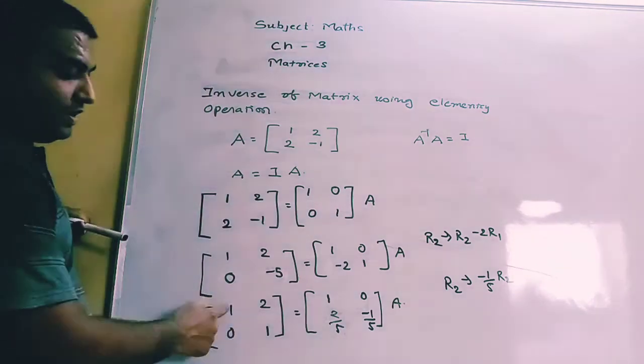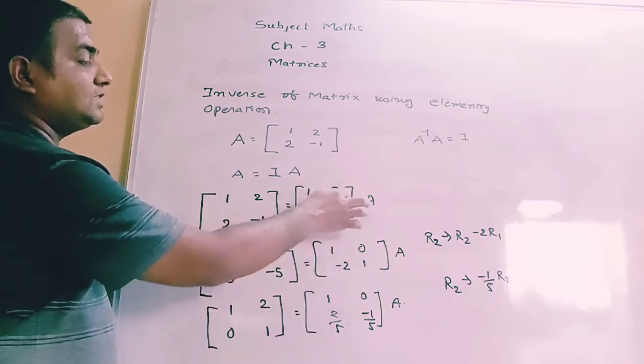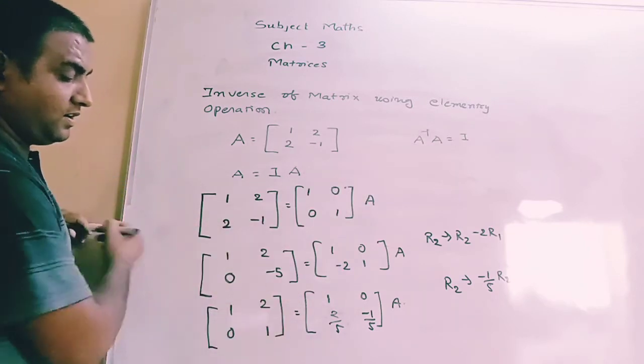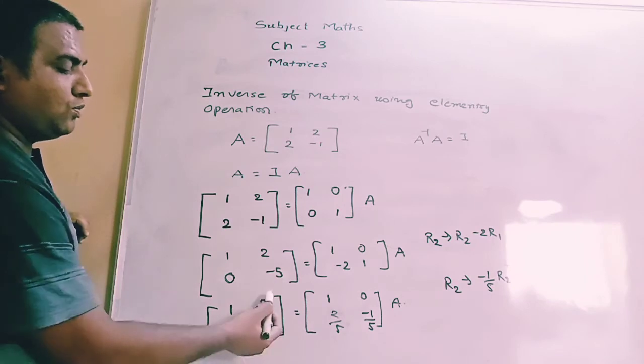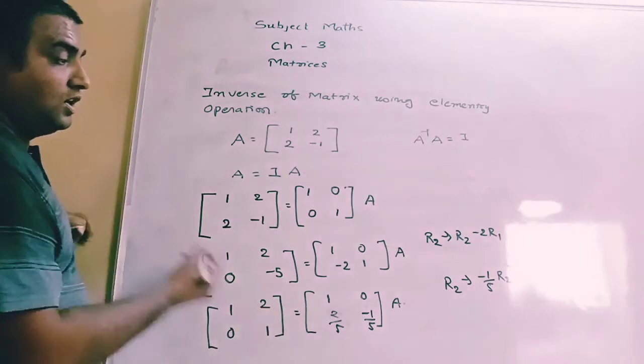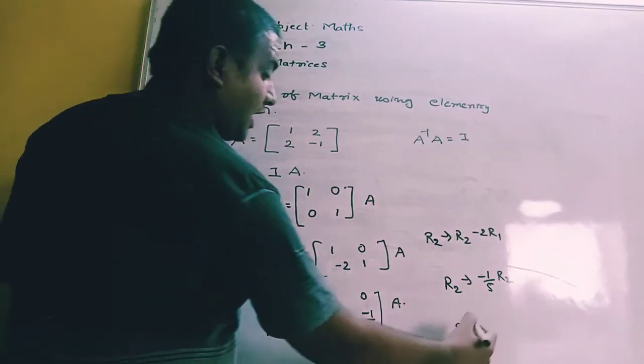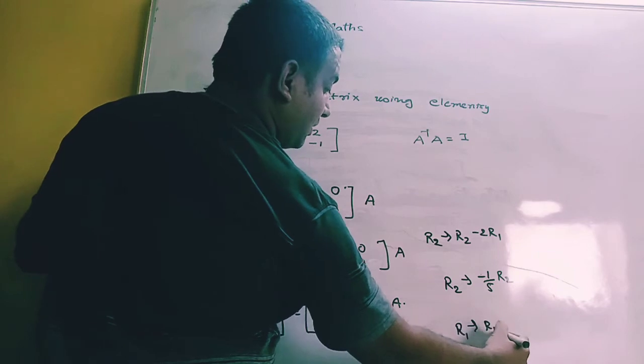Now here 1 0 1 we have to convert into the identity matrix. This element 0 we have to bring here. To bring 0 we know that 2 minus 2, so second row multiply by 2 and add with the first row. So here we will write, we are changing the first row. So R1 transforms into R1 minus 2R2.